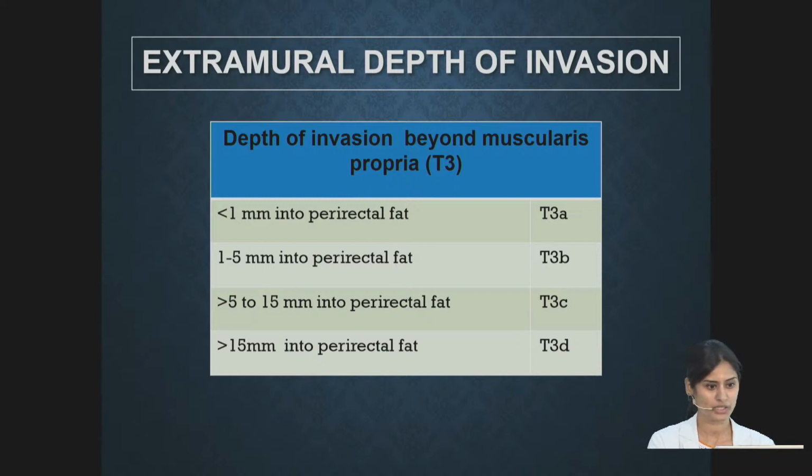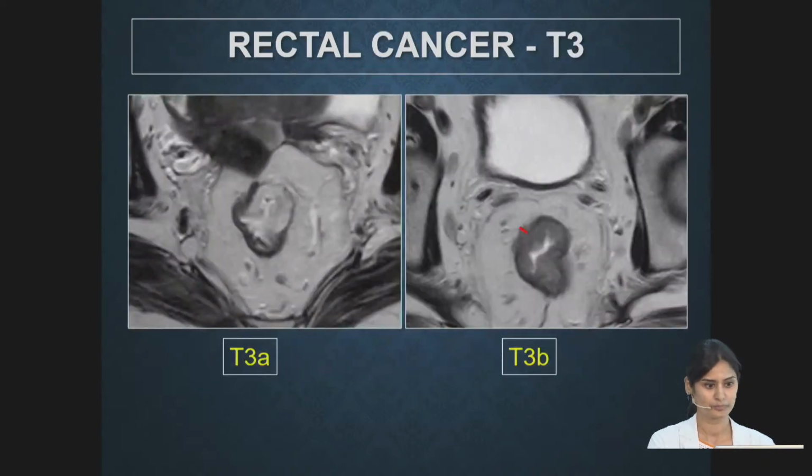So less than 1 mm is T3A, 1 to 5 mm is T3B, 5 to 15 millimeters of radial spread is T3C, and beyond 15 millimeters is T3D. We'll go through examples of each. The first image is where there is a very hyperintense tumor. You see that the T2 hypointense muscularis is completely interrupted there, and the tumor is just about going into the mesorectal fat. The tumor signal here is almost similar to that of fat. This is a mucinous tumor, and so this is a T3A with minimal extension beyond the muscularis layer.